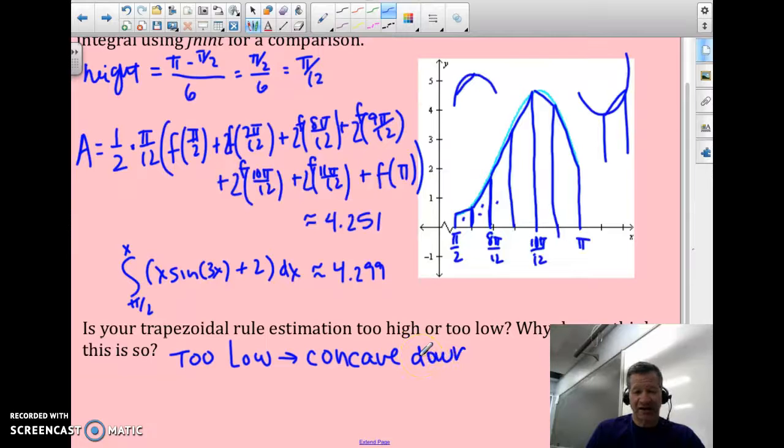It's not completely concave down, like I said in the very beginning, but most of these tops of these trapezoids are underneath the curve, so a little bit too small. In a situation where we're concave up, now that line would be above the curve, and so you'd have a little bit of an overestimate. So understand that concavity can determine whether it's too big or too small. I'll continue this lesson on the next video.